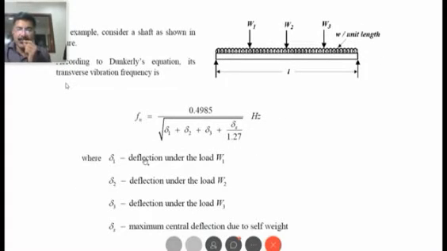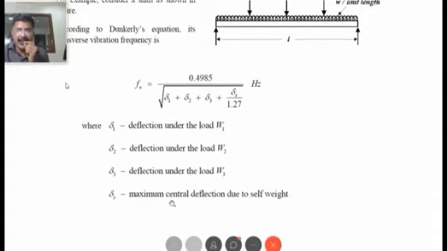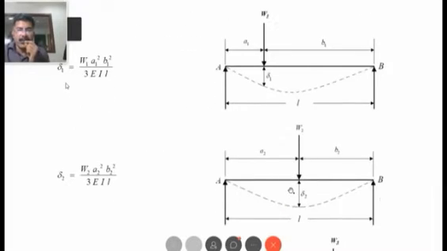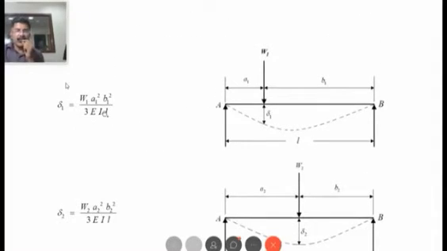So delta 1 is nothing but the deflection under the load W1, delta 2 the deflection under the load W2, delta 3 the deflection under the load W3, and delta S the maximum central deflection due to self weight. Now, how to find out this delta 1, delta 2, delta 3 and delta S, that we are going to look into. Now consider load W1 alone.